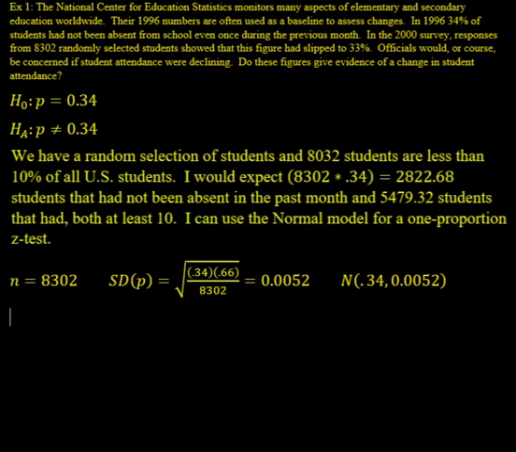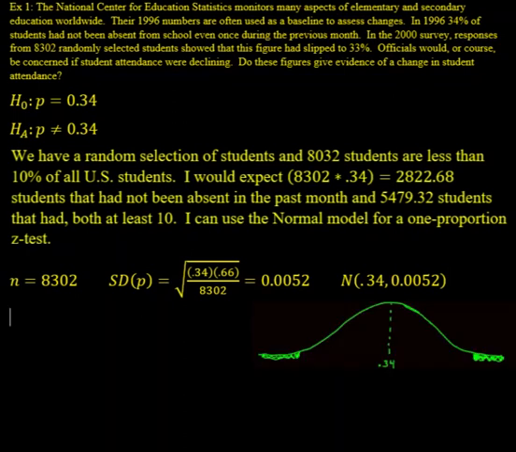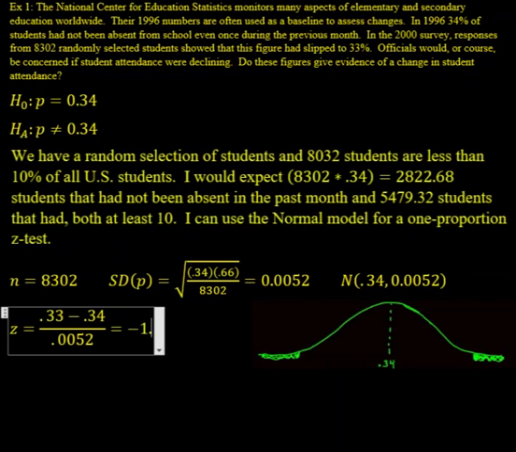So we can look at our normal curve real quick. We want to say, is that value of 0.33 unusual? And so we're doing it on both sides because we're just saying it's not equal to 0.34. So we kind of know how far the 0.33 is on the left side, mirror it on the other. Our z-score will be z equals 0.33 minus 0.34 over the standard deviation we just calculated of 0.0052. This gives us a z-score of negative 1.92.